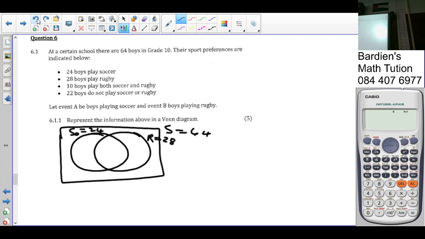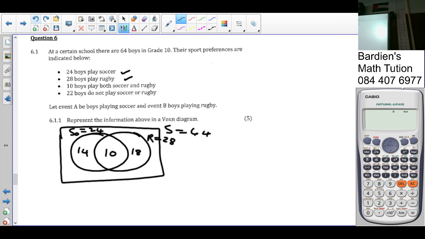Okay, so we have accounted for the first two bullets given there. In the third bullet, we are told 10 boys play both soccer and rugby. So soccer and rugby goes in the middle there. Okay, so how many play soccer only? So it's 24 minus 10, which is 14. How many play rugby only? 28 minus 10, which is 18.